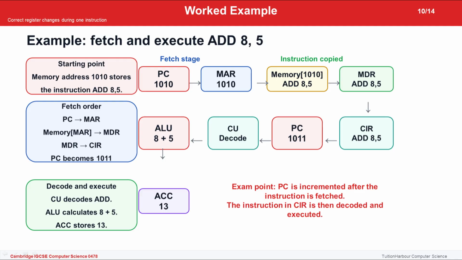Worked example. Memory address 1010 stores the instruction add 8 and 5. The address moves from the program counter to the MAR. The instruction moves from memory to the MDR and then to the CIR. The program counter becomes 1011. The ALU calculates 13.